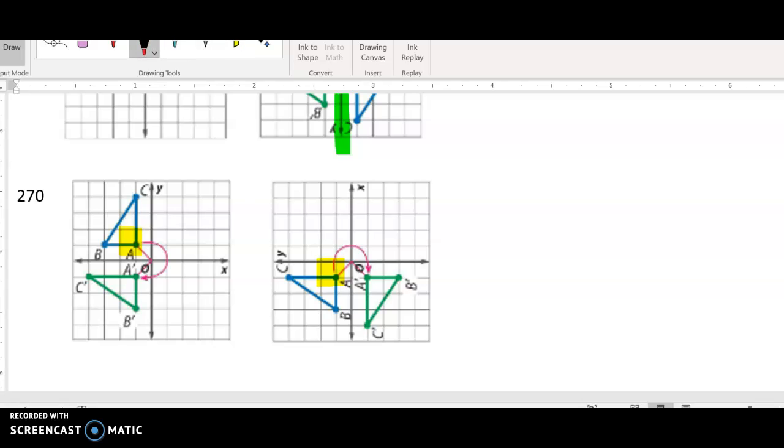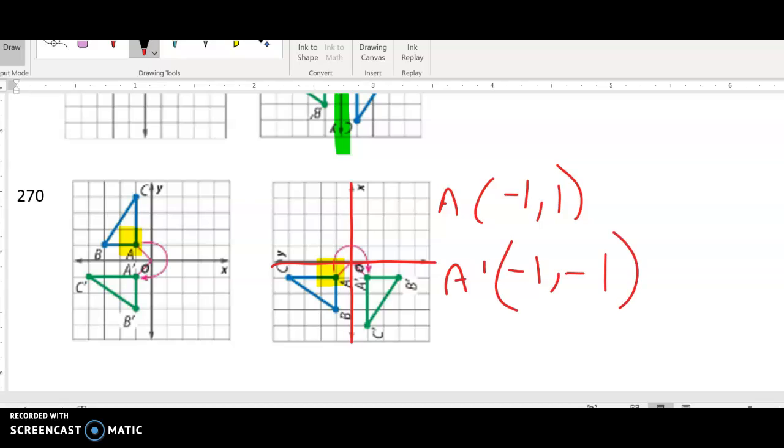And so you would name A in the first one as -1, 1. In the second one, you're still paying attention to this being your axis. And so this is A, and A prime is -1, -1. That's another way to do rotations, is to physically turn your paper.